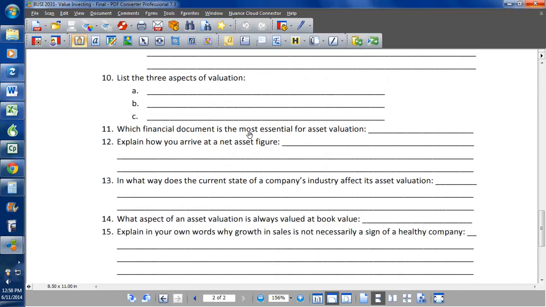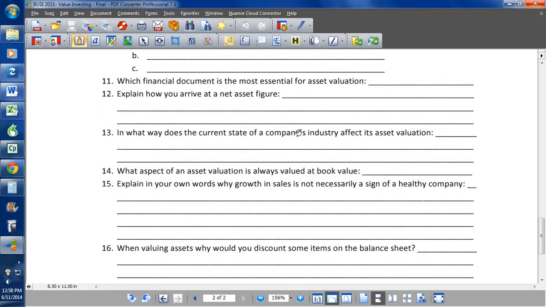Number 10, list the 3 aspects of valuation. What I'm looking for here: asset valuation, earnings power valuation, and profitable growth valuation. Number 11, which financial document is the most essential for asset valuation? That's your balance sheet. Your balance sheet goes through item by item the different assets that a company has.